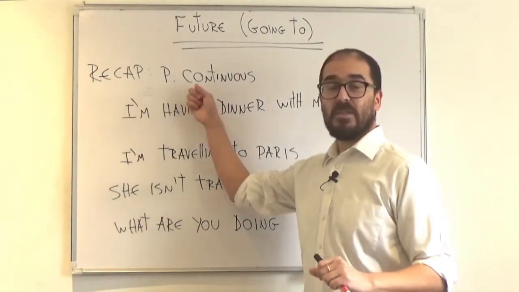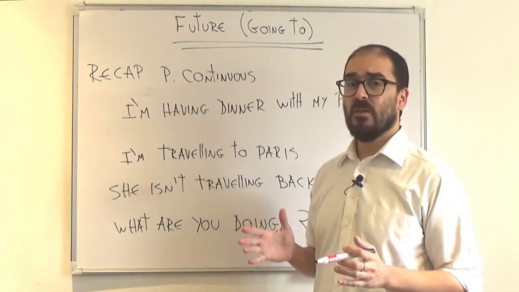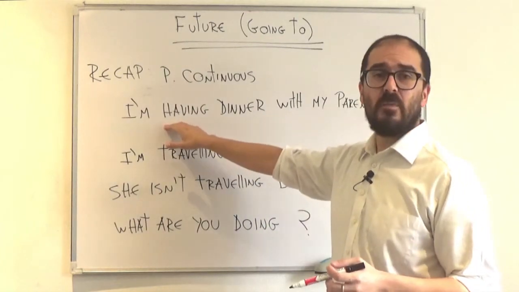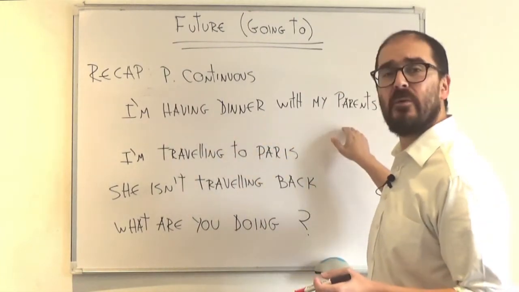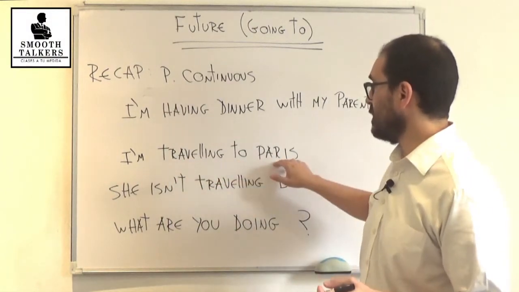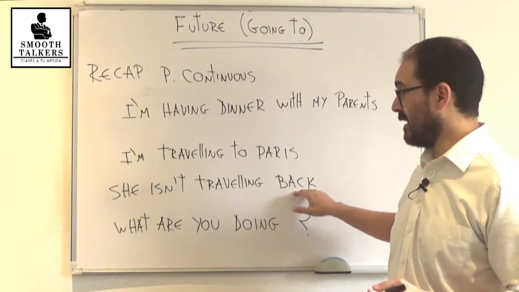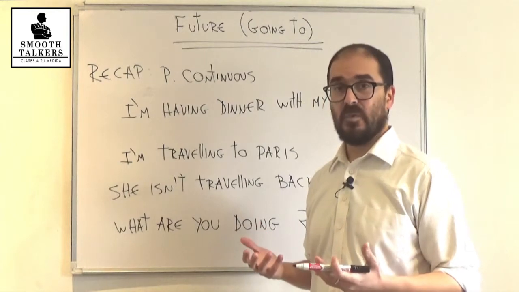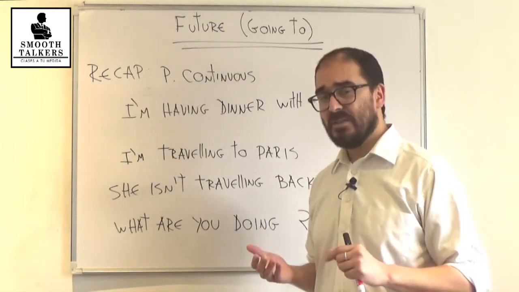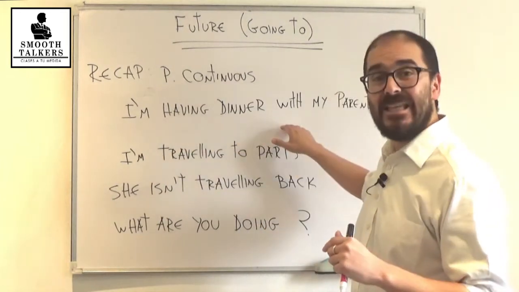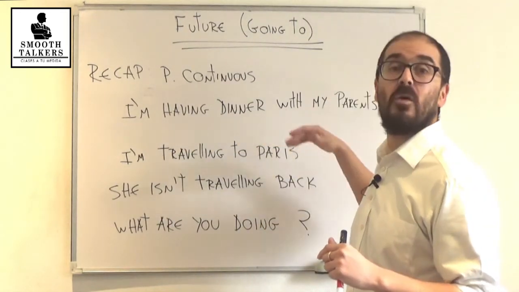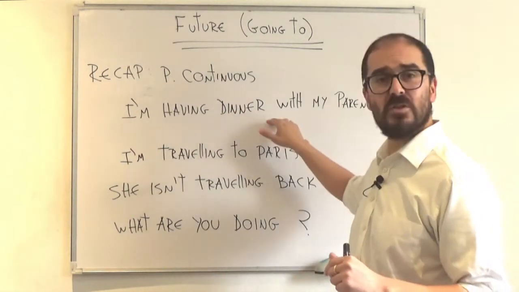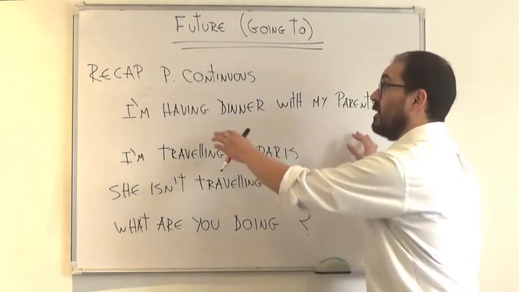Alright, let's start with present continuous. And I'm going to show you something which you're already familiar with, okay? When we use this type of phrases, like I'm having dinner with my parents, I'm traveling to Paris, she isn't traveling back, or what are you doing? This is to talk about right now, okay? This moment. But if we put a date to it, like a day, or we move it forward into the future just by doing this, I'm going to show you, we're going to use this construction to talk about the future.